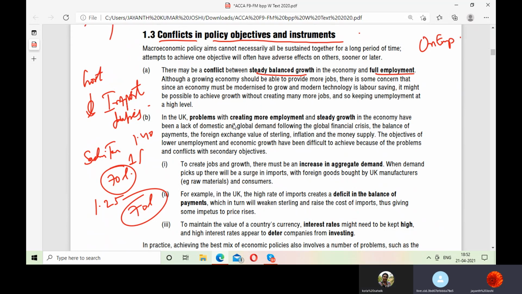Now, in the UK, the problems with creating more employment and steady growth in the economy have been a lack of domestic and global demand. See what is happening in the UK. They want to achieve more employment and steady growth. I already said you export more. See, you have a shop, and with every passing year, your revenues are increasing. So you become richer. Am I right? You earn more money, you buy more properties, you invest more. But what happens if things are stagnant?